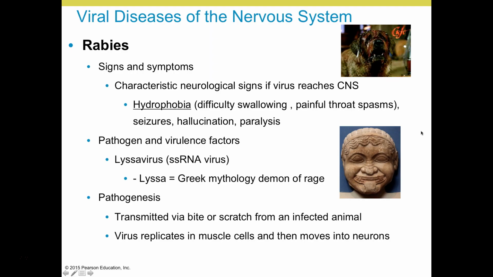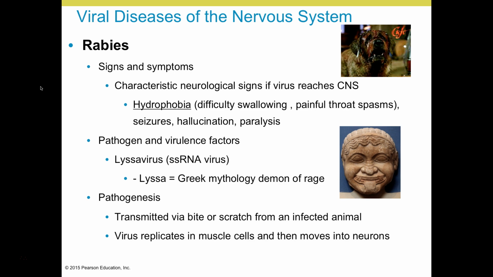We're going to continue with viral disease. The next one is rabies. The signs and symptoms: well, how do we get rabies? Most of you already know this. It is neurological. Once you get hydrophobia, which means difficult swallowing, painful throat spasm, seizures, hallucination, paralysis, that's when you get it, after you get the actual bite of another animal. It could be a dog, it could be anything, even a rodent, okay?